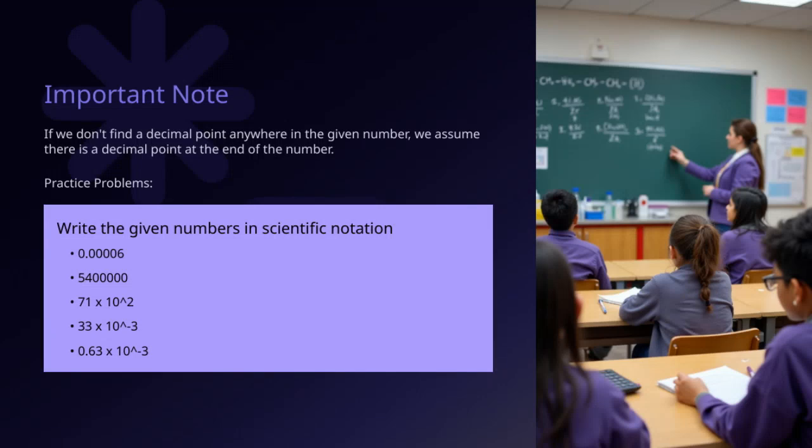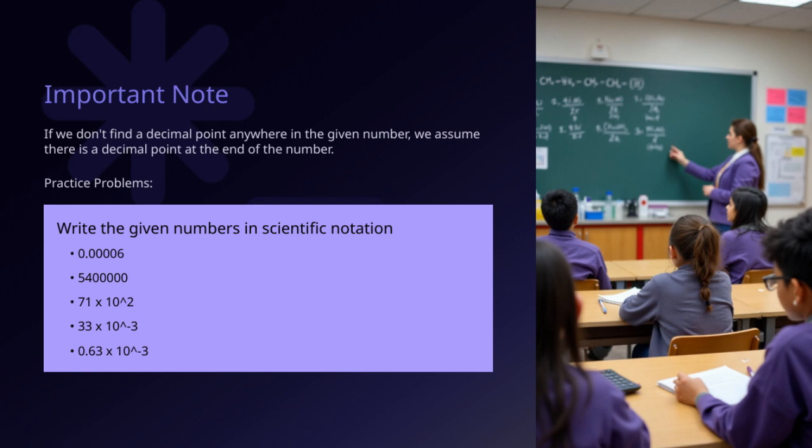All right, let's look at these numbers and practice writing them in scientific notation. The first number is 0.63 times 10 to the power of negative 3. To express this properly in scientific notation, we want a number between 1 and 10 multiplied by a power of 10. So, we move the decimal point one place to the right, making it 6.3, and since we moved it one place to the right, we adjust the exponent accordingly.